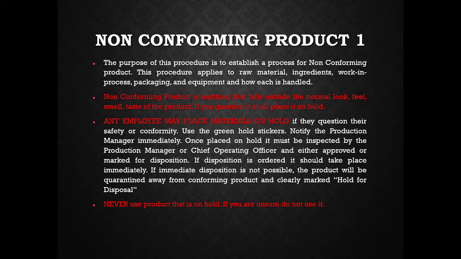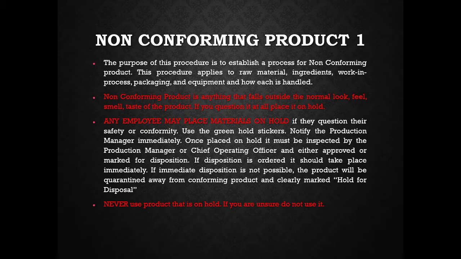Any employee may place materials on hold. So again, if you're cooking and you notice something's off with your product, you can put it on hold. You don't have to get a manager to put it on hold. However, you should notify a manager immediately. We have hold stickers. It says use the green hold stickers. We do have some that are green, we also have some that are red. It doesn't really matter, just any of the ones that say hold for inspection. Notify the production manager immediately.